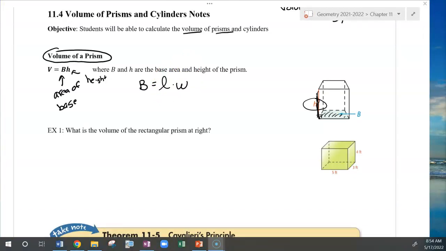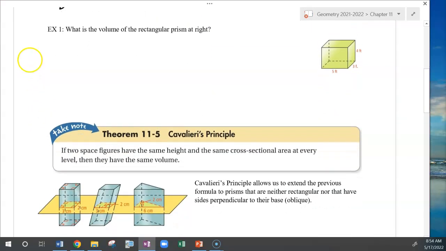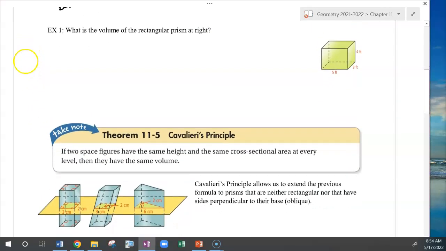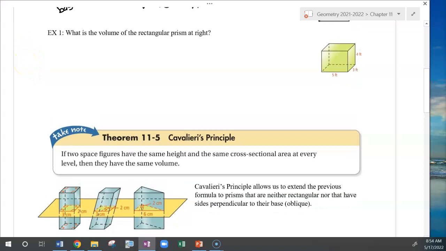So big B for a rectangular prism is going to be the length times the width. And then to get the volume, you just put in the height. So your volume is going to be length times width times height. Pretty simple. So first up is going to be the volume of this rectangular prism.